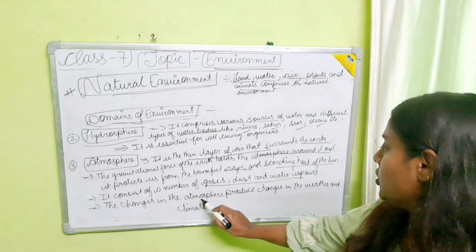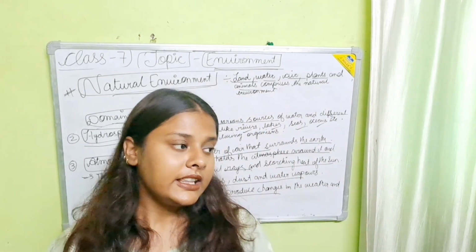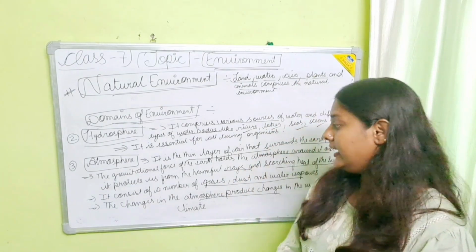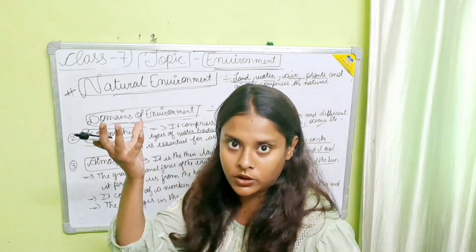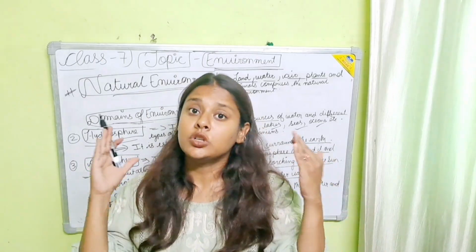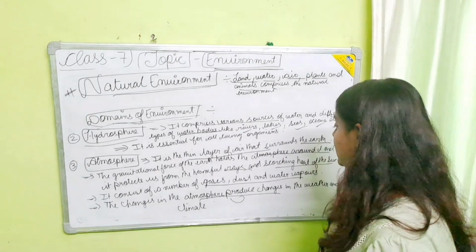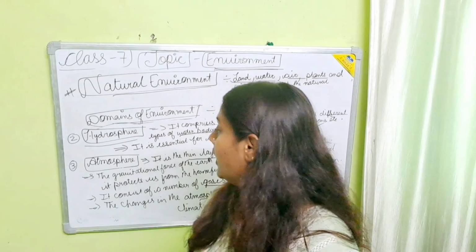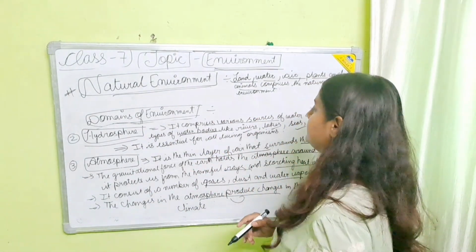The changes in the atmosphere produce changes in the weather and climate. Definitely, we say that change in the atmosphere results in the change in weather. When changes are happening in the atmosphere, like the ozone hole is increasing day by day, heat is increasing on earth. So that is how these changes in the atmosphere produce changes in the weather and the climate. Now we are going to study our last domain of environment.